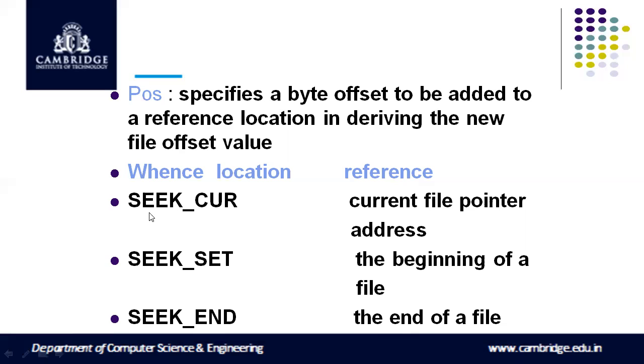One is seek current. Seek current means it'll start doing its operation from the current pointer, meaning your pointer will point at the current location. The next one is seek set. Seek set means your pointer will point at the beginning of the file. Seek end means the pointer will point at the end of the file. Okay, it'll start from the end of the file.